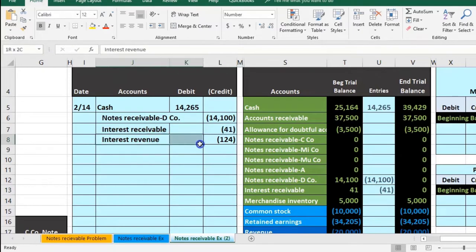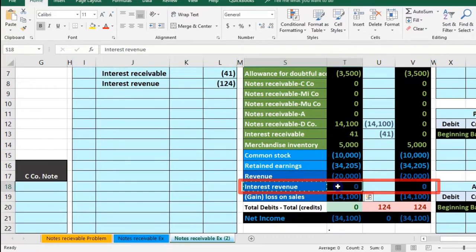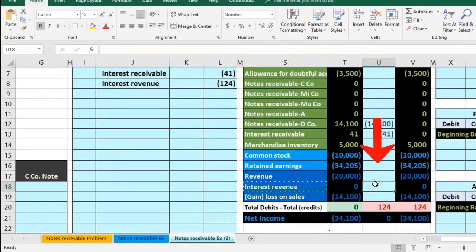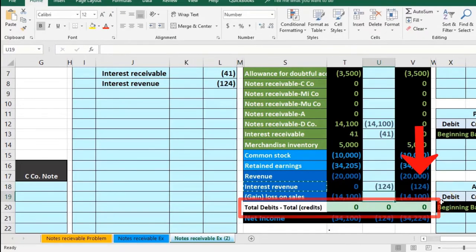Finally, we'll post the interest receivable. Note we're out of balance, of course, by that 124 here until we record the last component. Interest receivable, which is here on the trial balance, we are in cell U18. We're going to say equals, point to that 124, bring the balance from zero up by 124 in the credit direction, putting us back in balance.